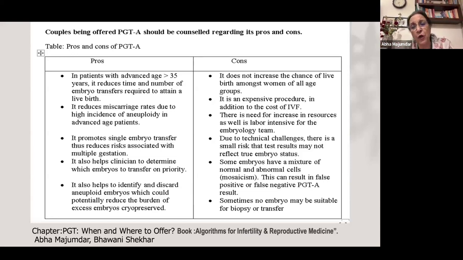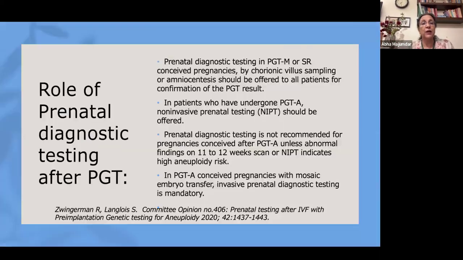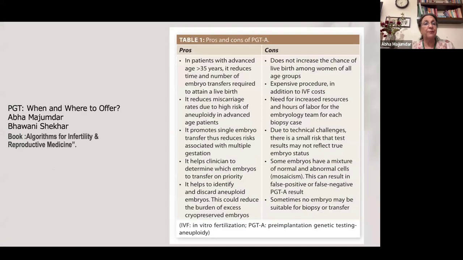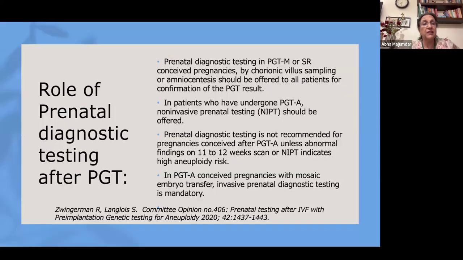This can result in a false positive or false negative PGTA result. And sometimes no embryo may be suitable for biopsy or transfer. So all IVF people have to understand that just giving the option of PGTA is not enough. We need to counsel our patients regarding all the negative things which could happen with PGTA, despite a lot of positive things also coming up. Well, this I've taken from the chapter, so I don't need to repeat it.